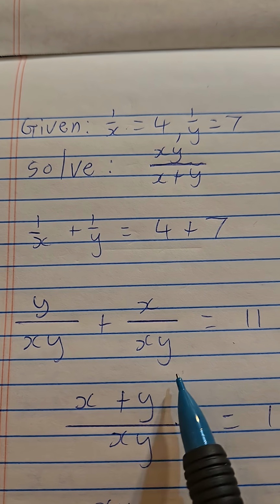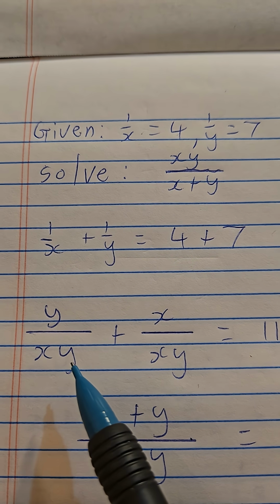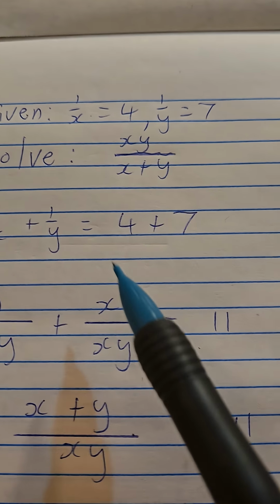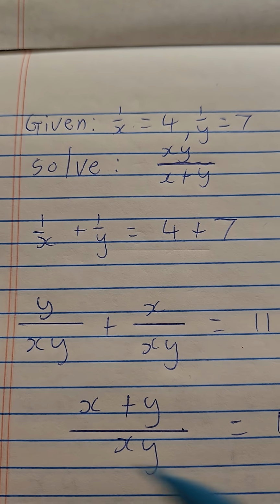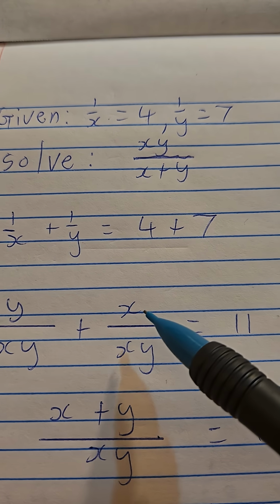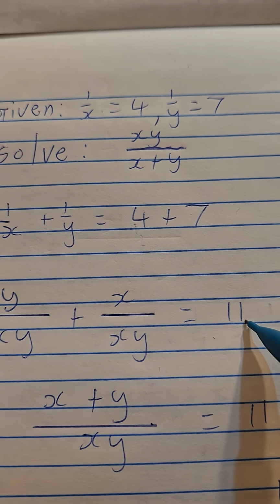I find a common denominator of xy. So this becomes y over xy, because that's the same as 1 over x. The bottom's multiplied by x, the top is multiplied by x. So it's y over xy plus x over xy equals 4 plus 7 is 11.